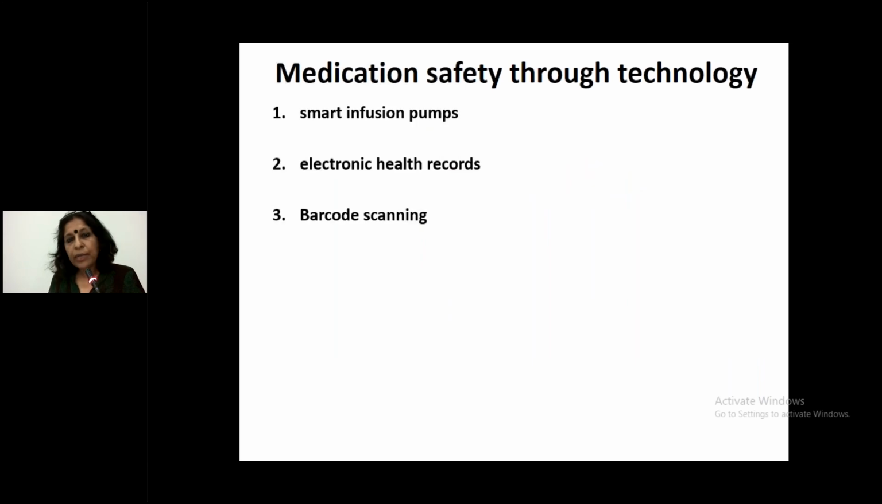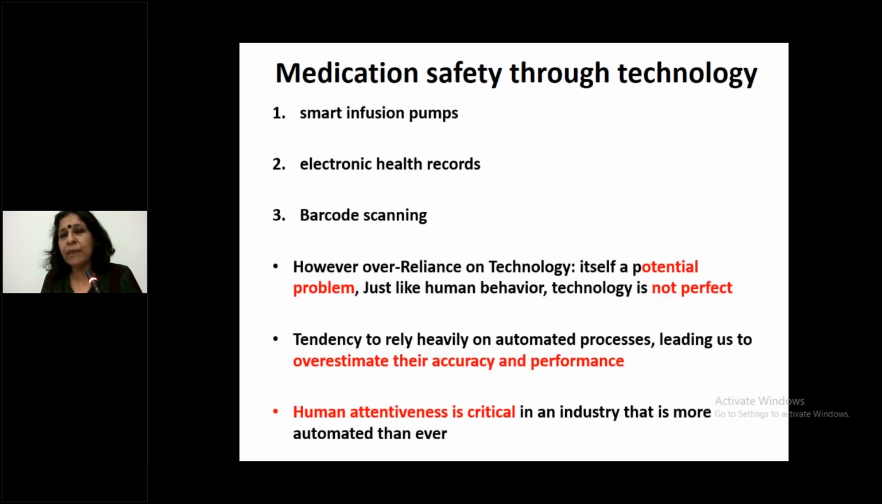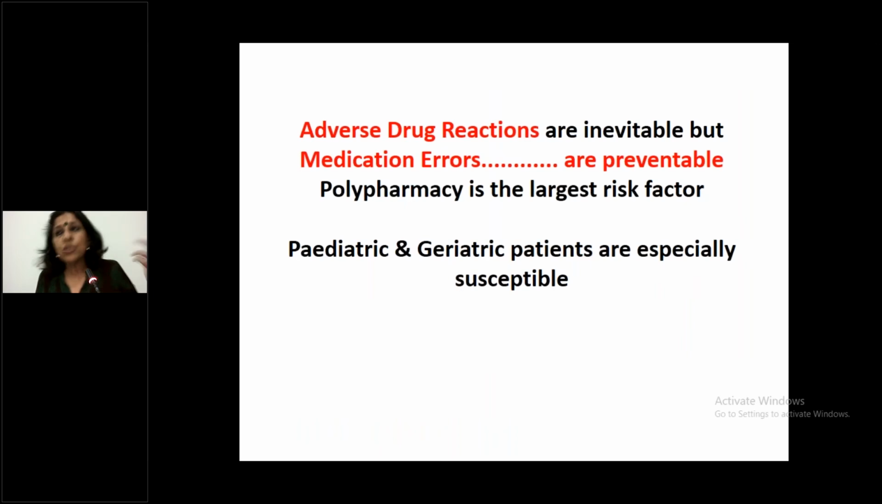So through technology, how can we improve medication safety? We can use smart infusion pumps. Dr. Anjali just talked about electronic health records, and we can have barcode scanning on highly potent or highly toxic medicines. However, over reliance on technology always is a pitfall, and human attentiveness will always be critical, especially when we are dealing on one hand with humans and on the other hand with technology. So adverse drug reactions are inevitable, but medication errors are preventable errors.